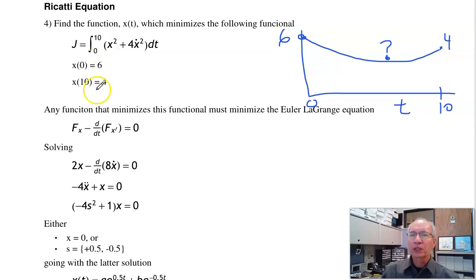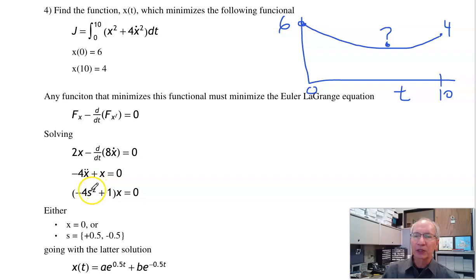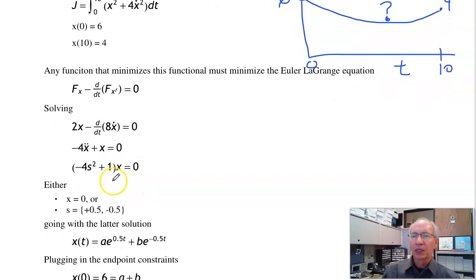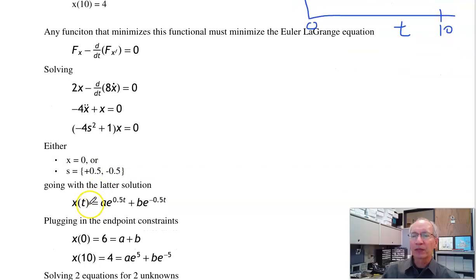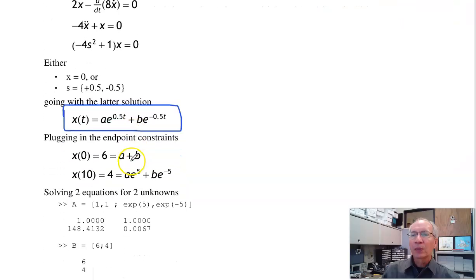So taking the partial with respect to x, partial with respect to x dot, taking the full derivative, the solution has to satisfy this differential equation. Assuming everything's in the form of e to the st, where s means derivative, minus 4s squared plus 1 equals 0, means that s is plus minus 0.5. So here's the form of the solution. Plug in the two endpoints.